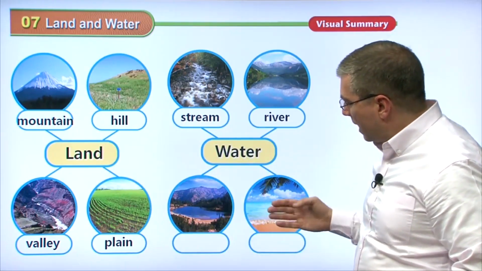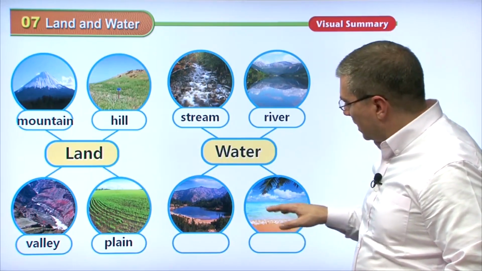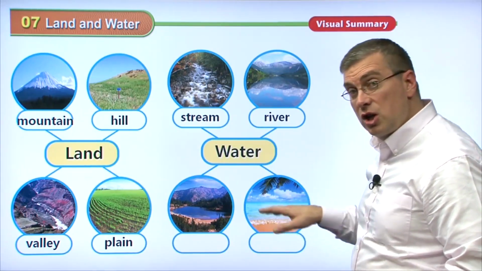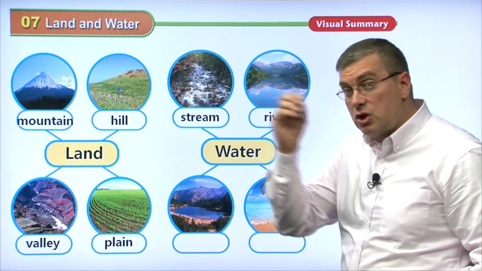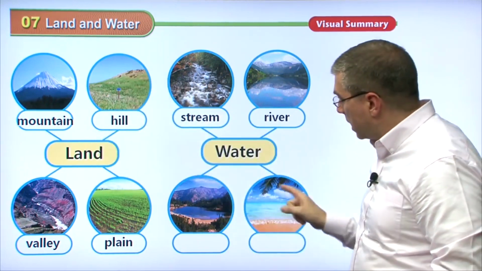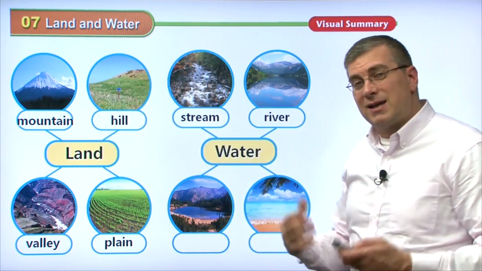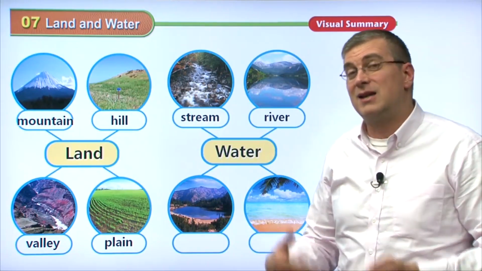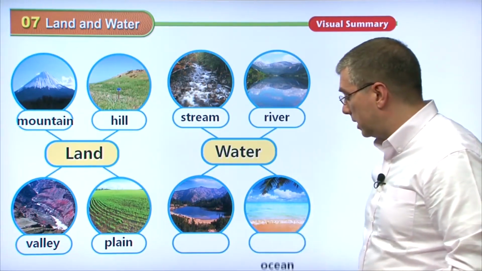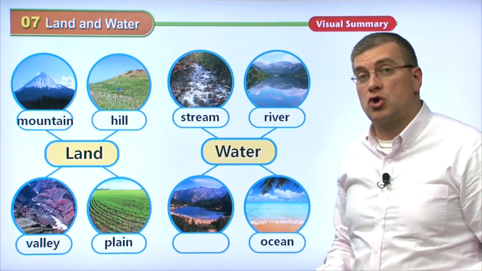Here we have the wave coming in on the sandy beach. This is a very, very large body of water. So large, usually you cannot see across it. Another feature of this type of water is that it has a lot of salt in it. It is salt water. So what do we call it? We, of course, call that an ocean.